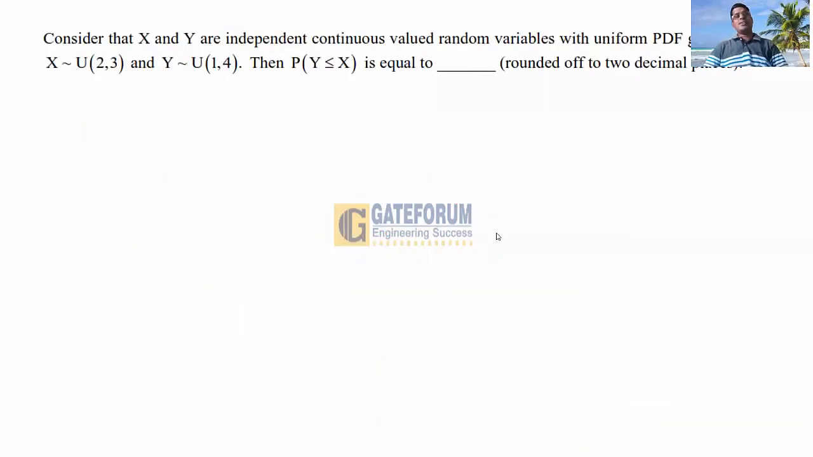The question is, consider that x and y are independent, continuous valued random variables with uniform PDF given by x follows uniform distribution with parameters 2, 3 and y follows uniform distribution with parameters 1, 4, then P of y less than or equal to x is equal to, round up to 2 decimal places. So PDF means probability density function. So here both are independent, continuous random variables.